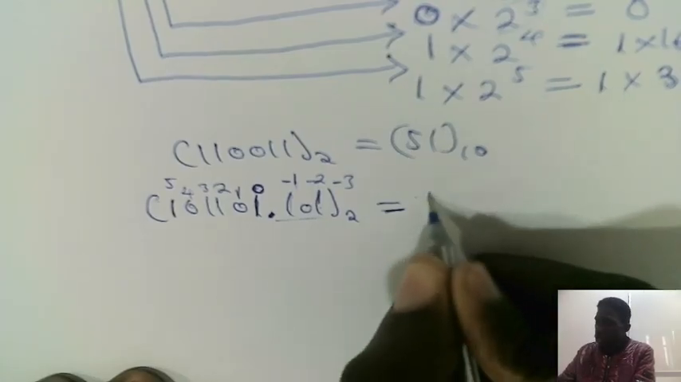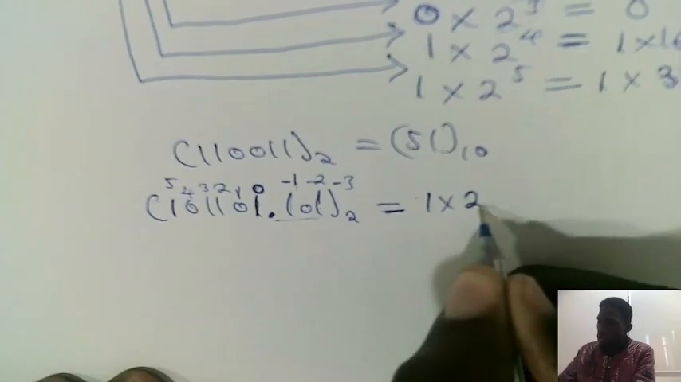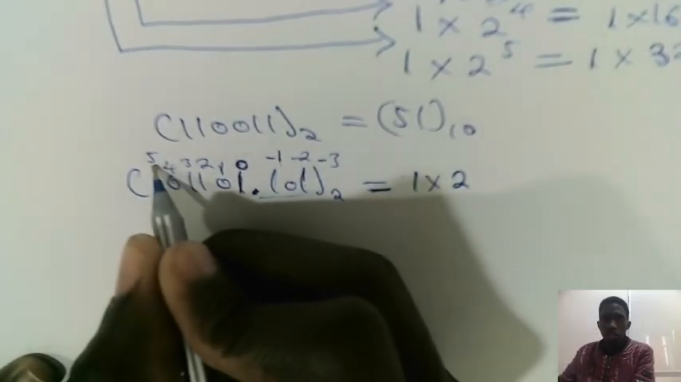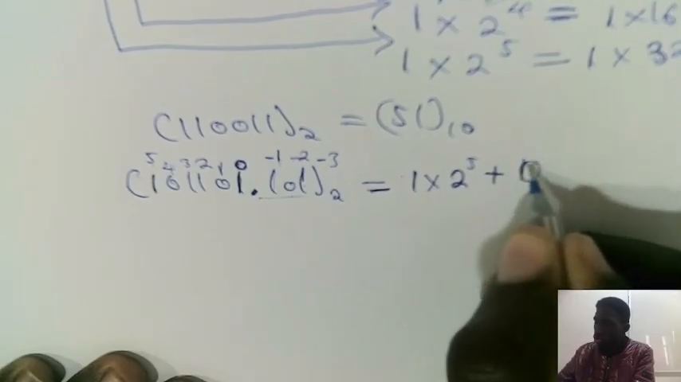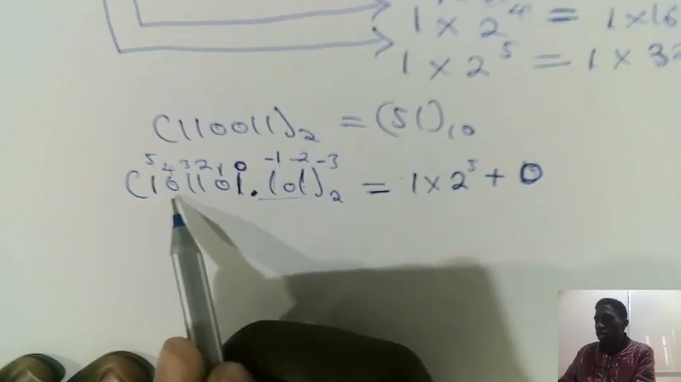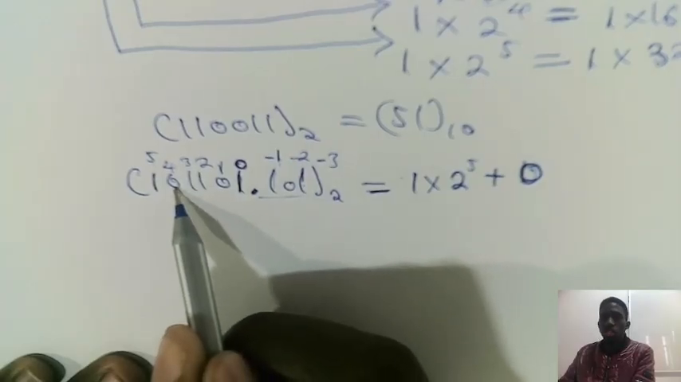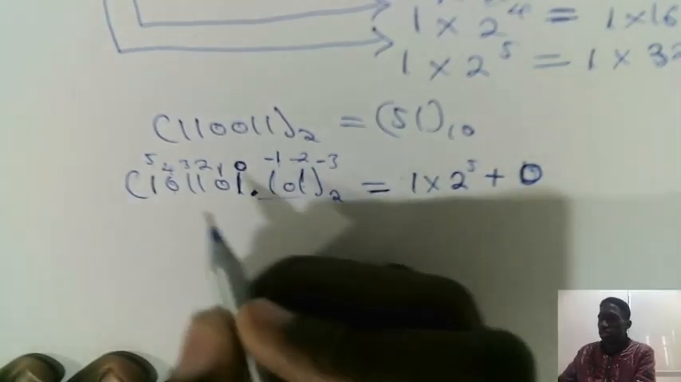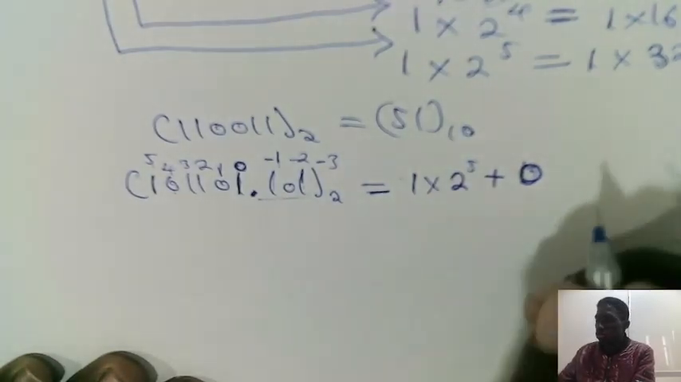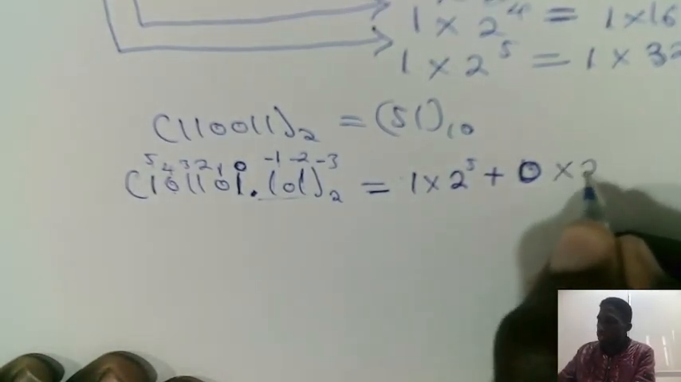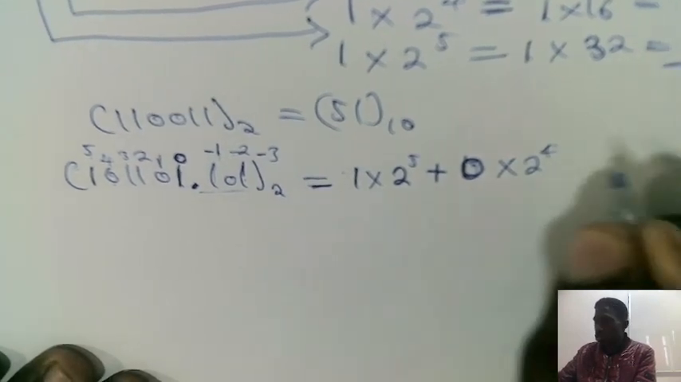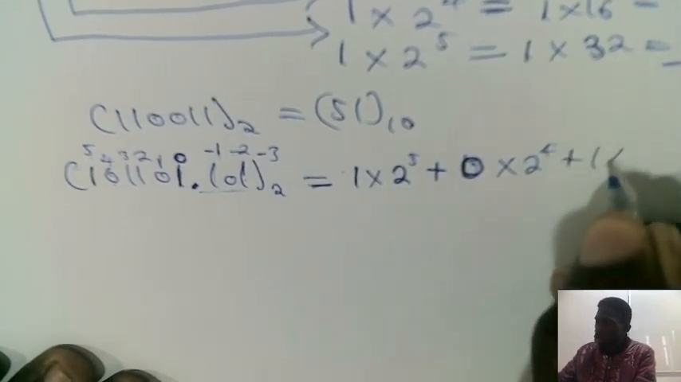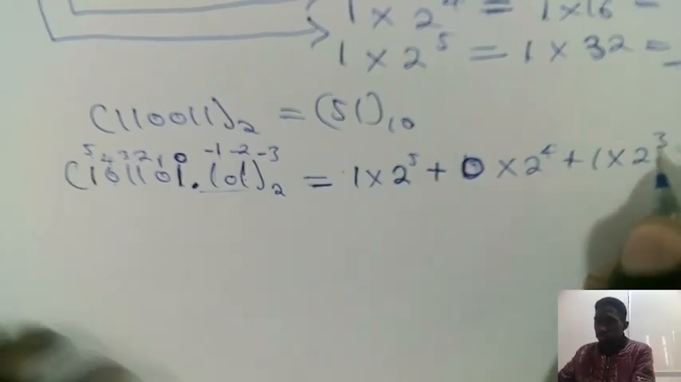So we have 1 times 2 to the power 5, plus 0. Well, anywhere you see 0, you don't really need to evaluate it because 0 times anything is always 0. But for the sake of understanding, let's put it there. 0 times 2 to the power 4 plus 1 times 2 to the power 3.